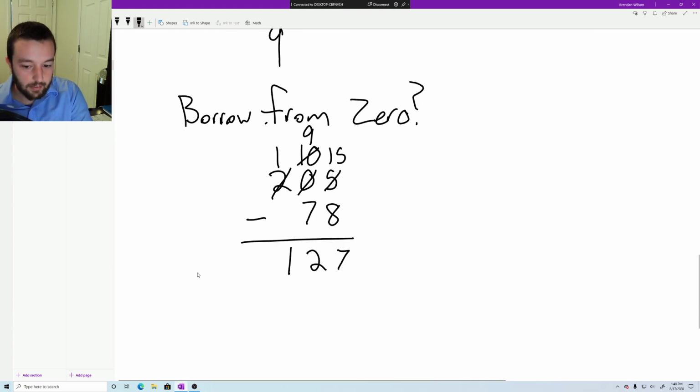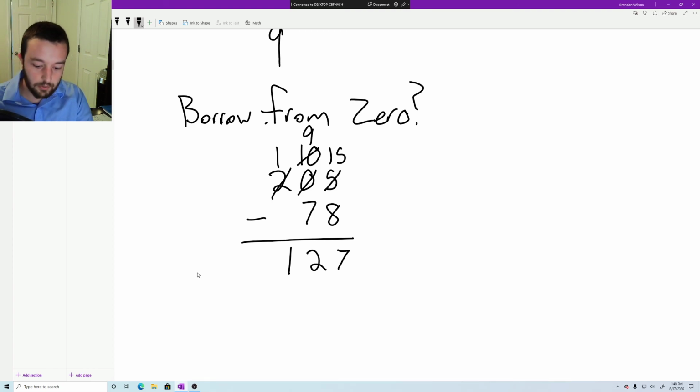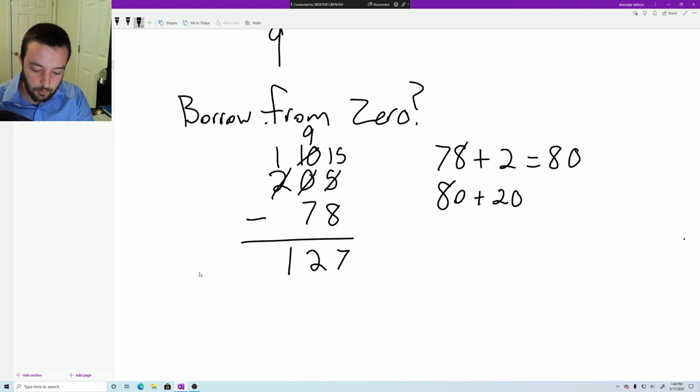So that one's fine. If we were going to do the add up method here, it might be easier because we wouldn't have to do the double borrowing. We could do 78 plus 2 to get to 80, 80 plus 20 to get to 100.